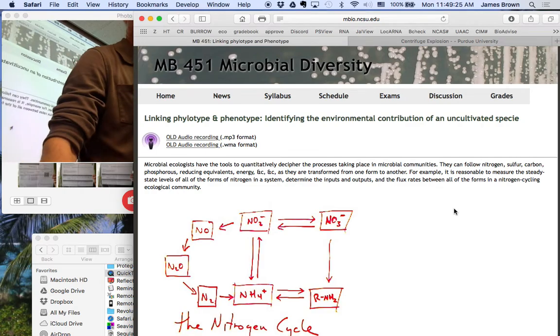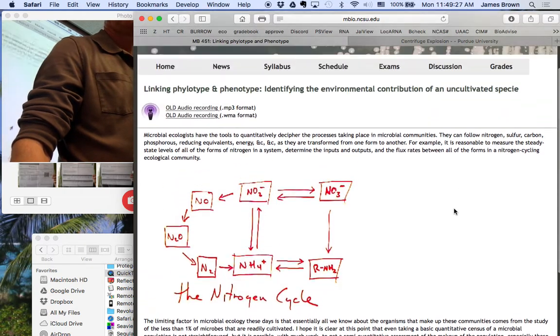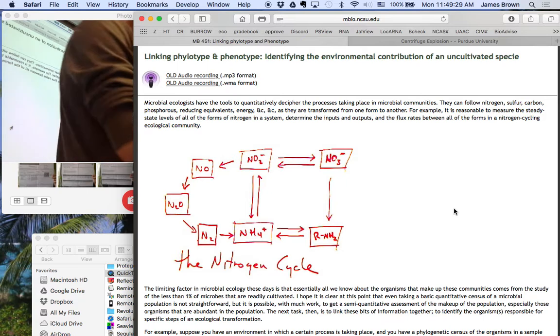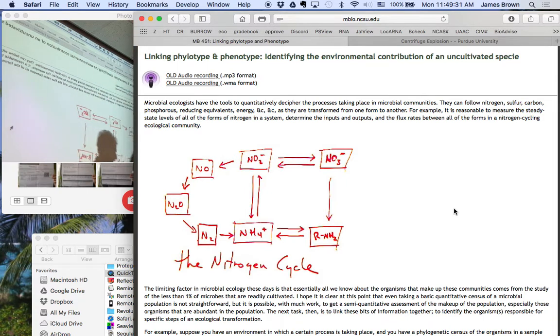So now that that's all sorted out, we're going to talk a little bit about linking phenotype and genotype. Now, what does that mean?